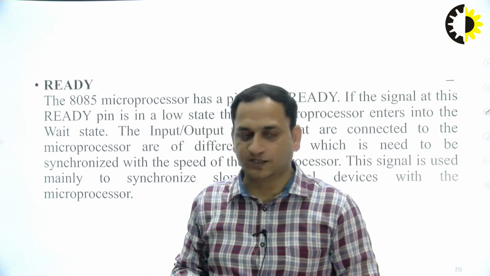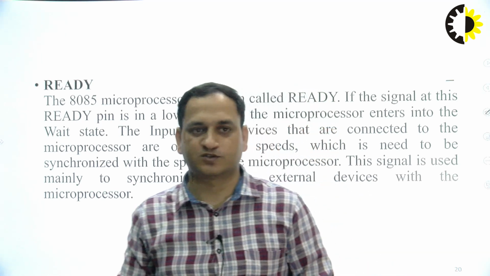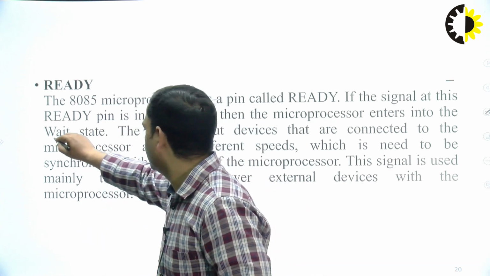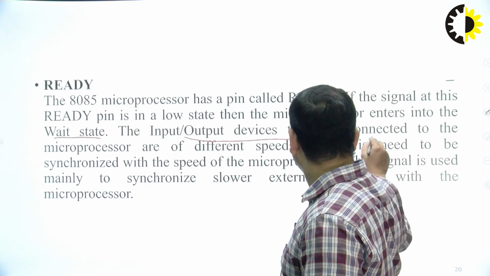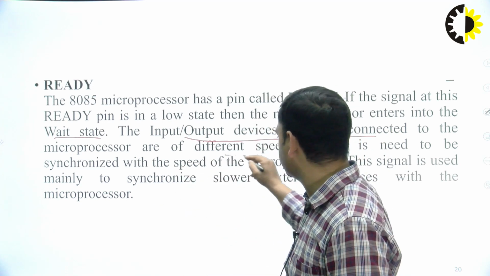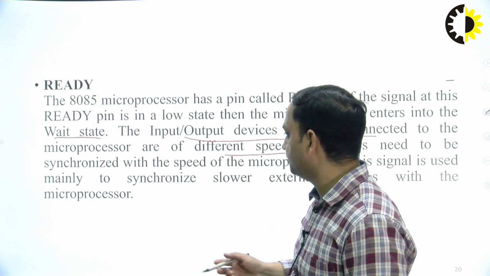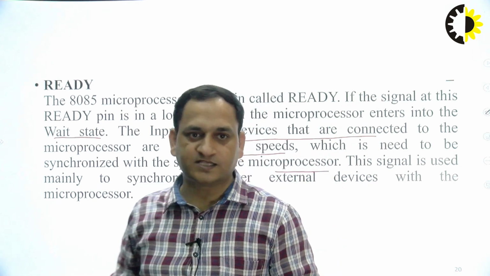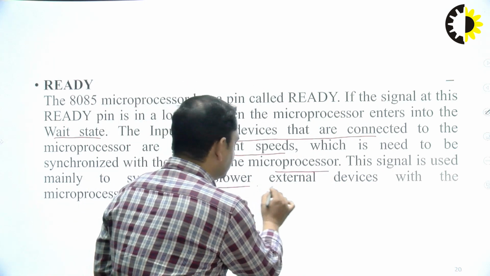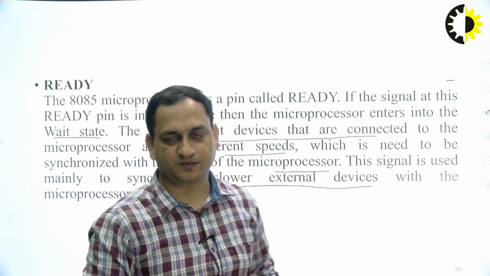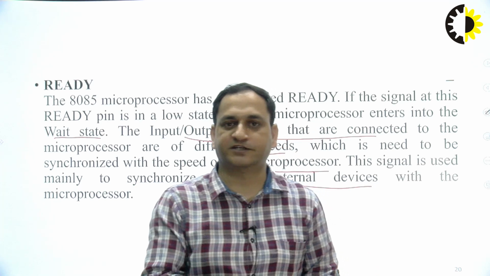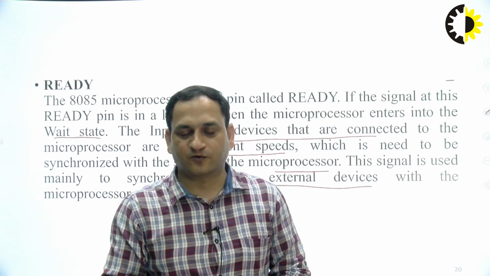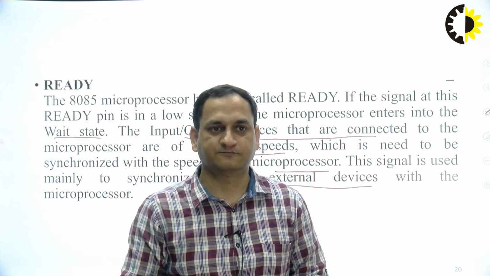Then the ready pin. This ready pin in the 8085 microprocessor is used to keep the microprocessor in the wait state. The input output devices that are connected to the microprocessor have different speeds, which need to be synchronized with the speed of the microprocessor. So these signals are mainly needed to synchronize with the slower external devices. Slow peripheral devices can communicate using the microprocessor buses, and for that the ready pin must be enabled.